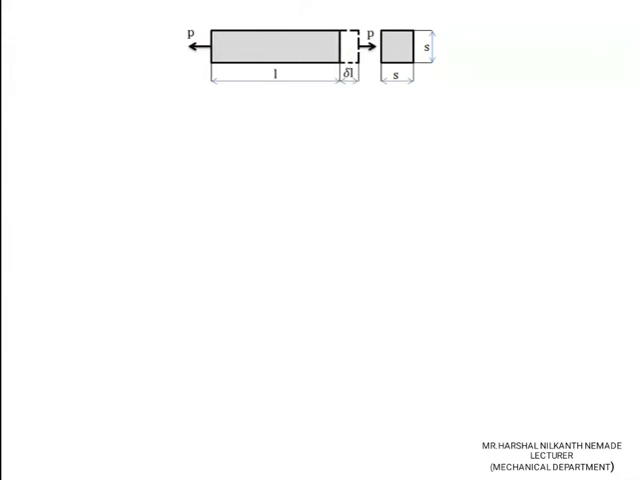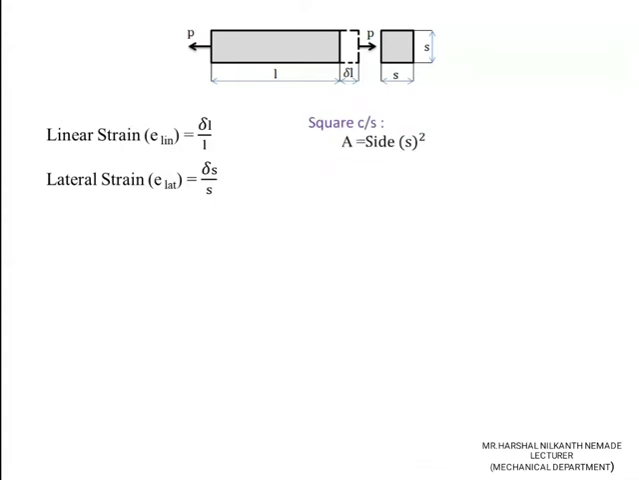Now this is a square rod. For square rod, linear strain E lin is equal to delta L upon L. Lateral strain E lat is equal to delta S upon S. So delta S upon S means what? Change in side upon original side. Square cross sectional area is given by side square, where S is equal to side of square cross section in mm, delta S is equal to change in side of square cross section in mm.